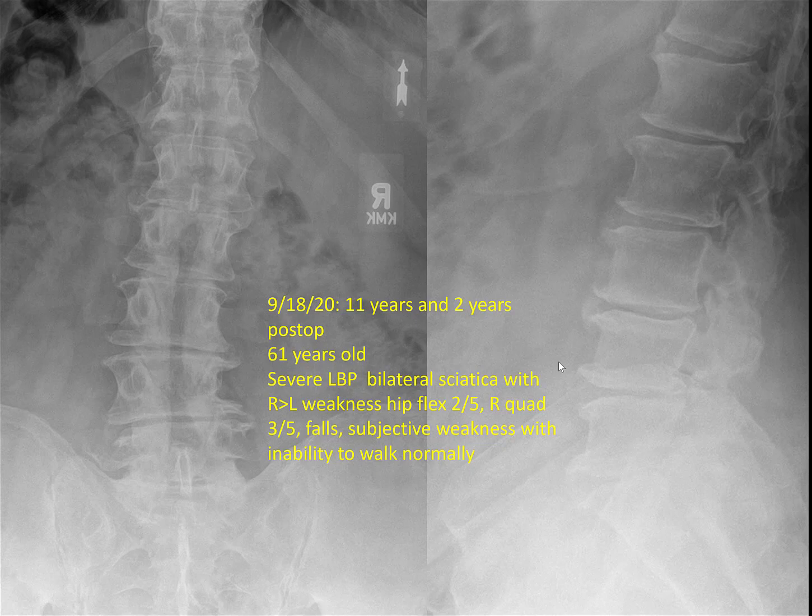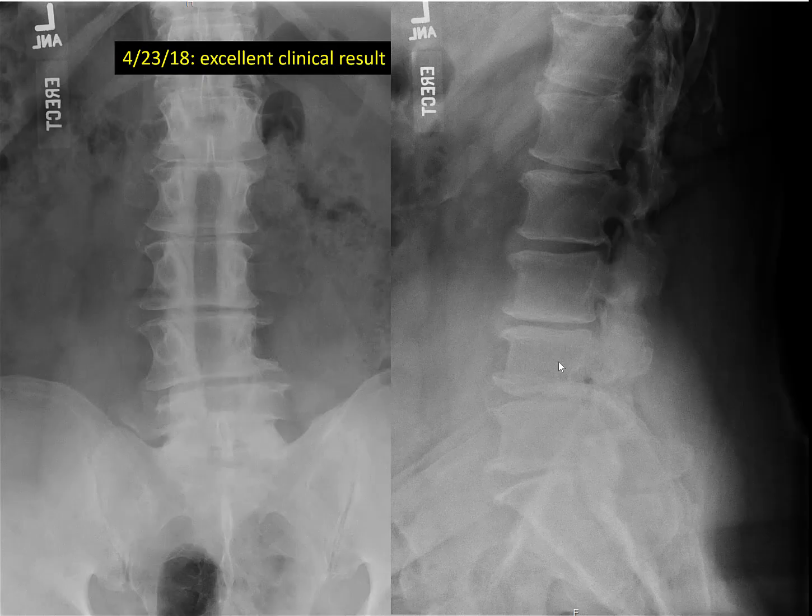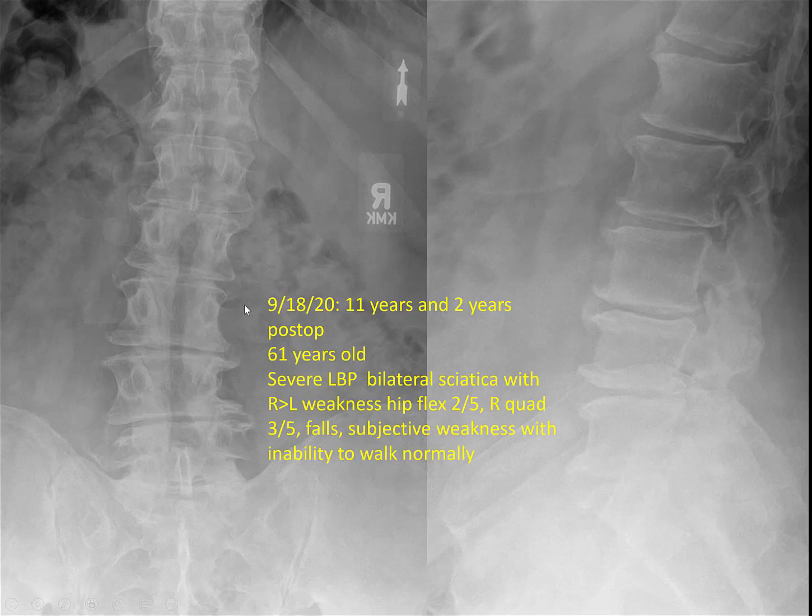X-rays, as usual, have shown no instability, but look at the lamina here. This is just 2 years. You see the laminectomy here, the space, and then look at the laminectomy here. It grew in 2 years, which is interesting, right? That doesn't happen usually. Usually you do a laminectomy, you never see those people again.